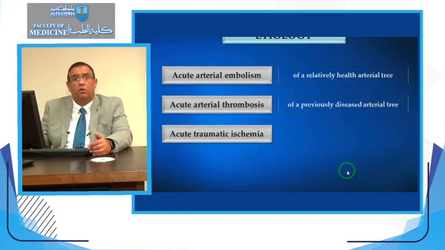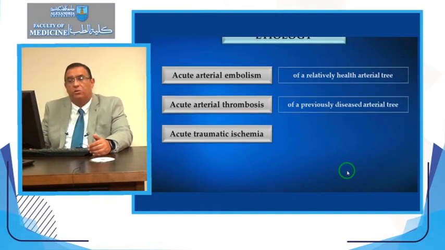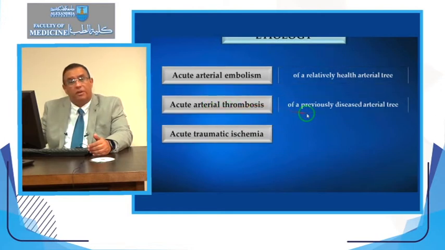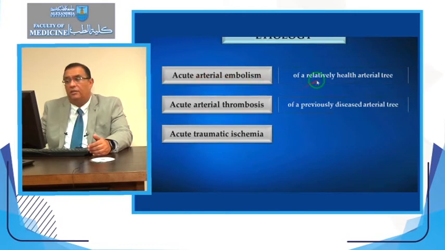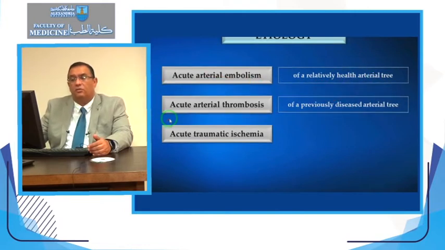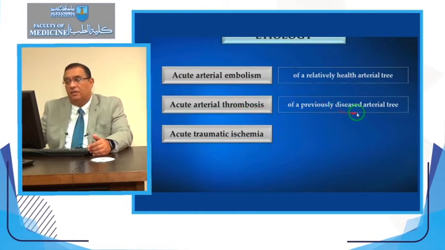The major causes or major etiology of acute ischemia is either acute arterial embolism, and this occurs on a relatively healthy arterial wall, normal artery, while acute arterial thrombosis occurs in a previously diseased arterial tree or atherosclerotic vessels, and the other entity is acute traumatic ischemia. These are the 3 major causes: acute arterial embolism on a relatively healthy arterial wall, acute arterial thrombosis on a previously diseased arterial tree, and acute traumatic ischemia on top of trauma.